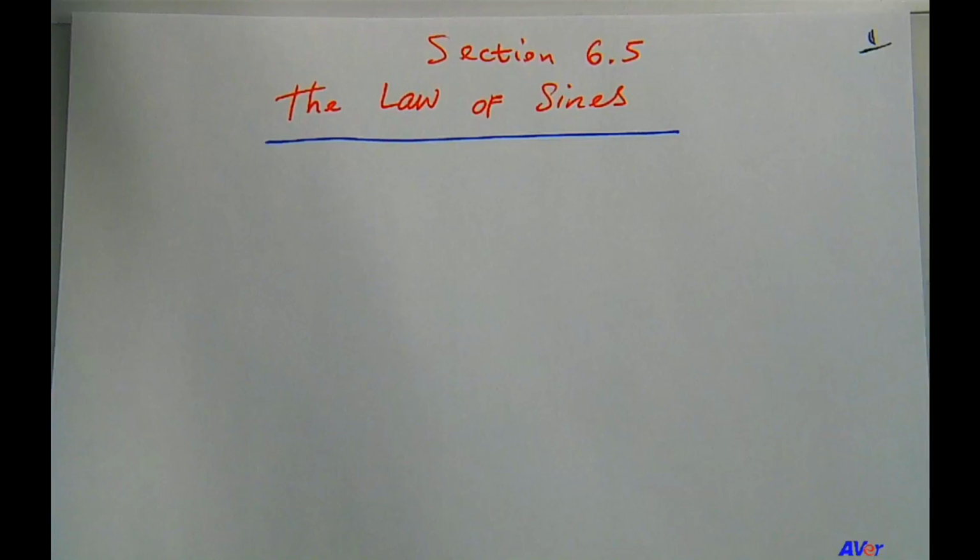In the previous sections, we've been talking about how to use the right triangle with trigonometric functions. Now, not all triangles are right triangles, so with the law of sines, we're going to learn an additional method to figure out the angles or the measure of the sides of triangles that are not necessarily right triangles.